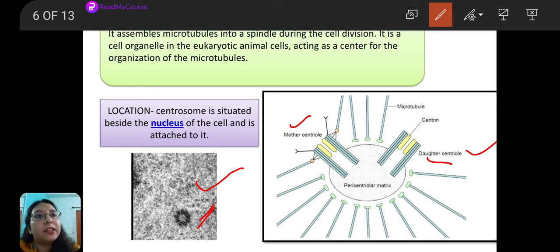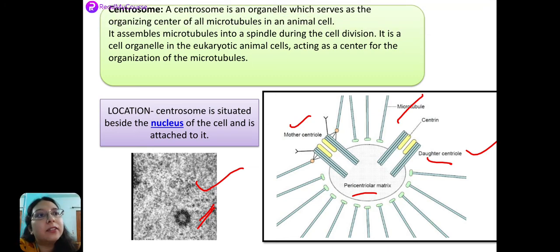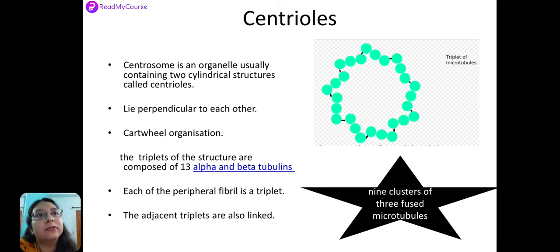Then we have the pericentriolar matrix, which is a proteinaceous base. We already know that, and we have the microtubular structures extending from the center towards the periphery of the cell, right? We understand that this whole structure together is the centrosome. Okay, with that we move to the next slide.